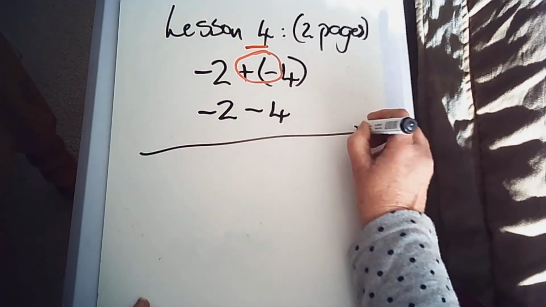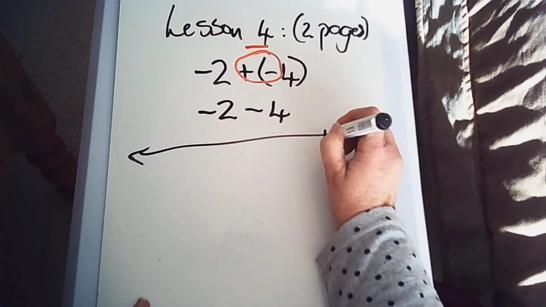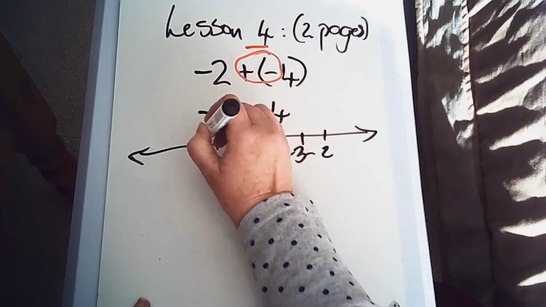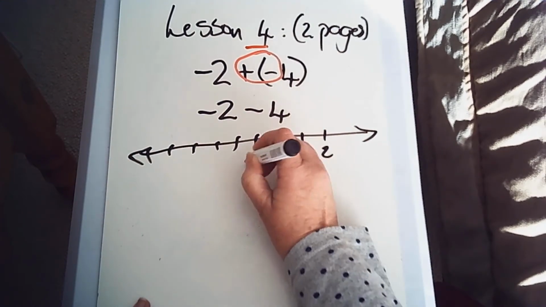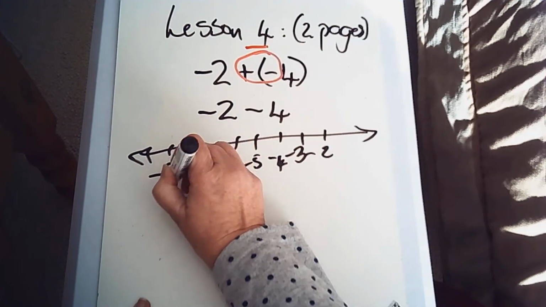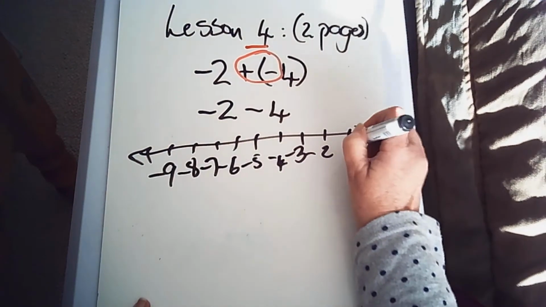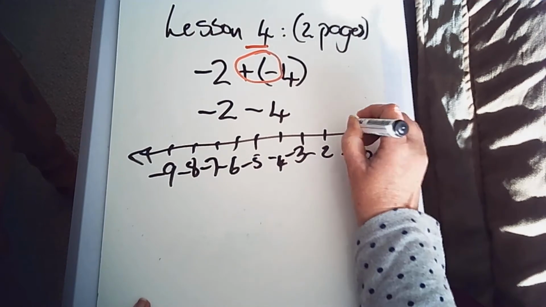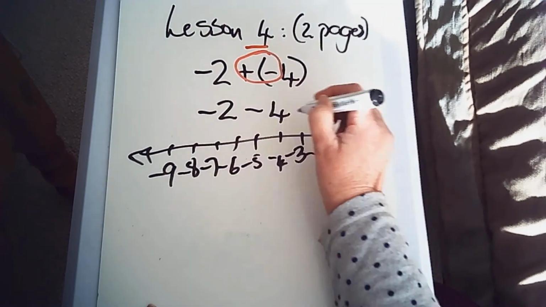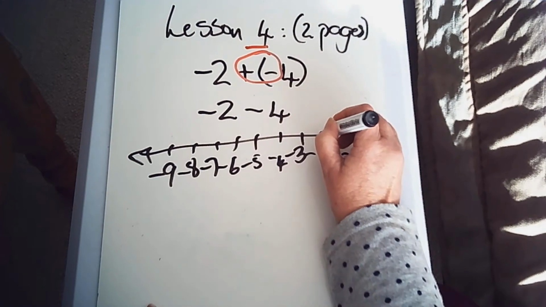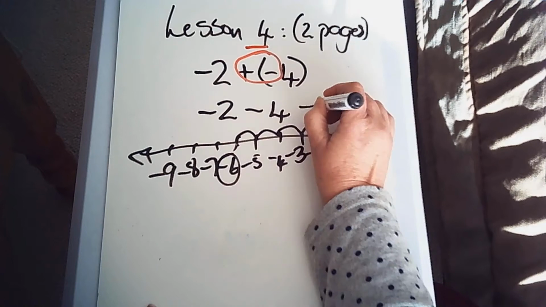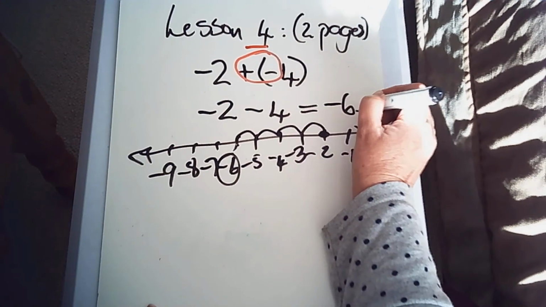And if I work it out on a number line, and I go minus 2, minus 3, minus 4, minus 5, minus 6, minus 7, minus 8, minus 9, and so on. If I'm on minus 2, okay, and I now subtract 4 more, I must go to the left. So 1, 2, 3, 4 more, and I end up equals minus 6.